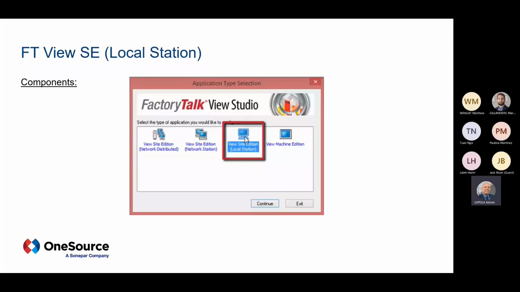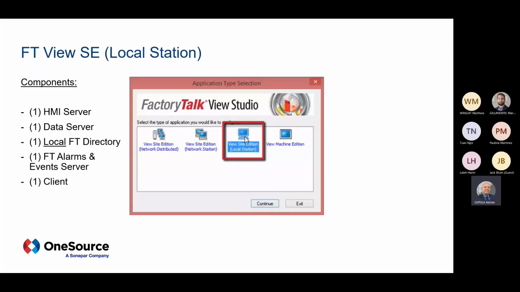The first type in here that we're going to cover is a local station. So local station brings you back to that one central location, and it's going to be made up of these same components that we mentioned a little bit earlier, but it's going to have one HMI server, one data server, one local, and that's what's key here, local FactoryTalk directory on that system, one FactoryTalk alarms and event server, as well as one client. You can think of this as a single standalone HMI that contains all the pieces of the FactoryTalk View SE system in one centralized location on that device. Basically, it's a powerful PanelView that's running on a Windows box.